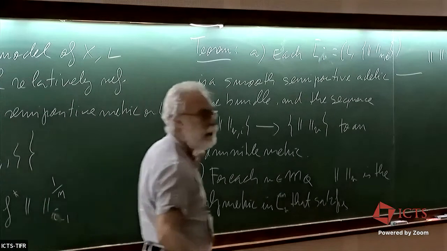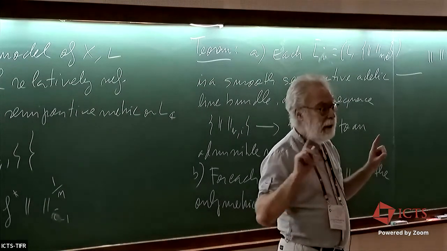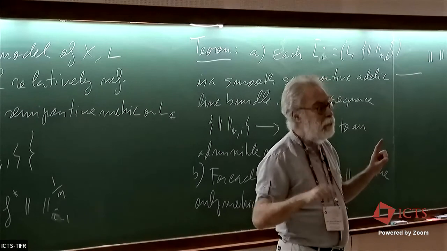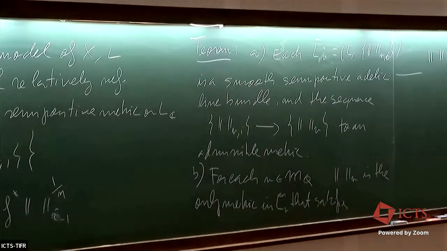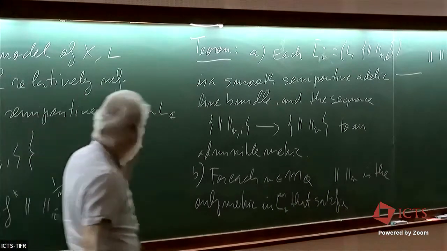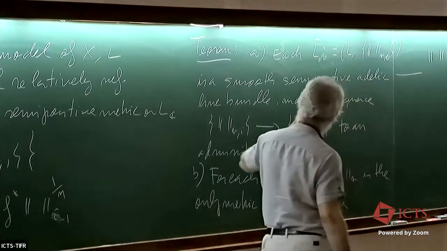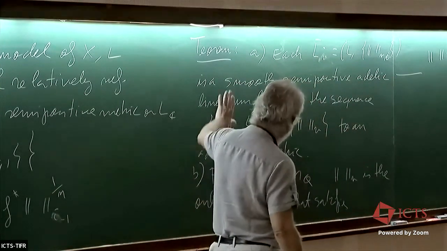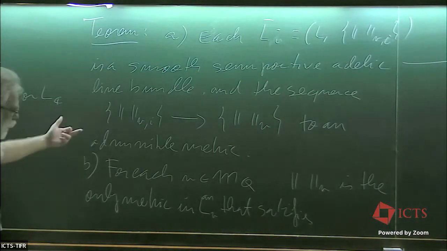For this it is important that when I define a model, it was not necessarily a model of L, but a model of some power of L. Because what is very easy is to construct models of powers of L, but not of L itself. So it's not possible to take a root of a model, but you can take a root of a metric. But I leave as an exercise to check this part. Now, what we need is to check the convergence.